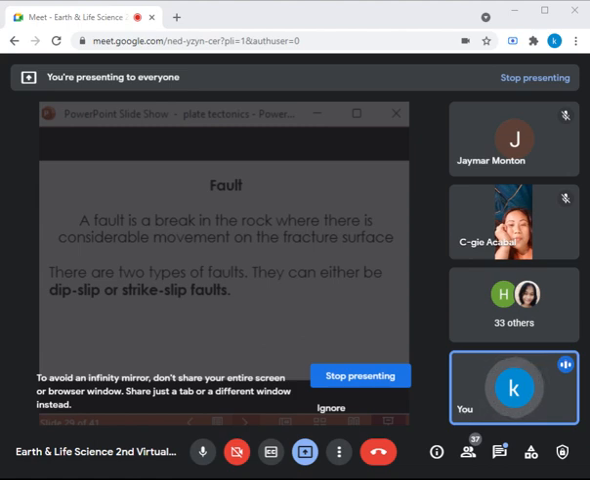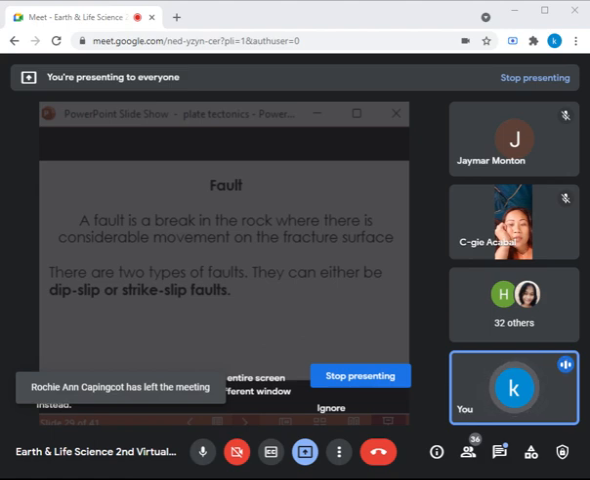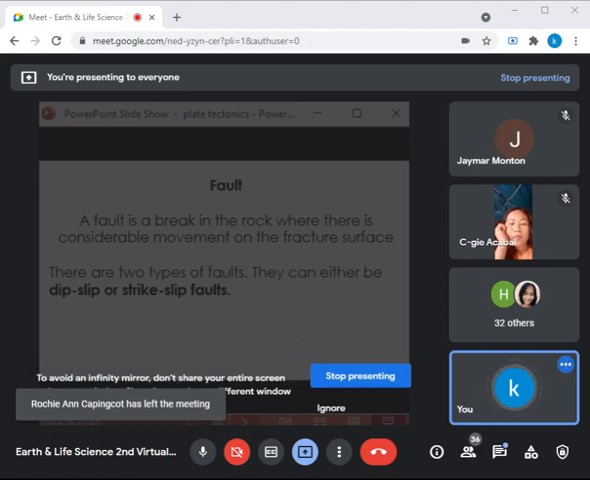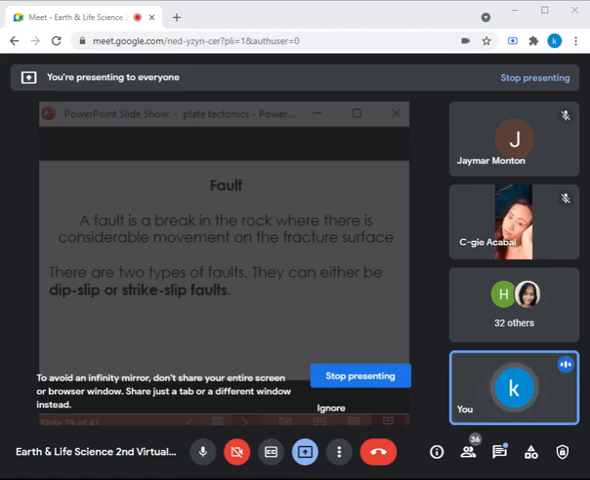Since the pressure and temperature are low at the Earth's surface, rocks tend to break or fracture when subjected to compressional and tensional stresses. This means that the pressure exerted in the blocks of rocks exceeds the rock's internal strength. So kung ang mga rocks, dili na niya kaya ang pressure, mukalit na siya og snap, mukalit na siya og break, and a fault will be formed. So there are two types of faults. They can either be dip slip fault or strike slip fault.